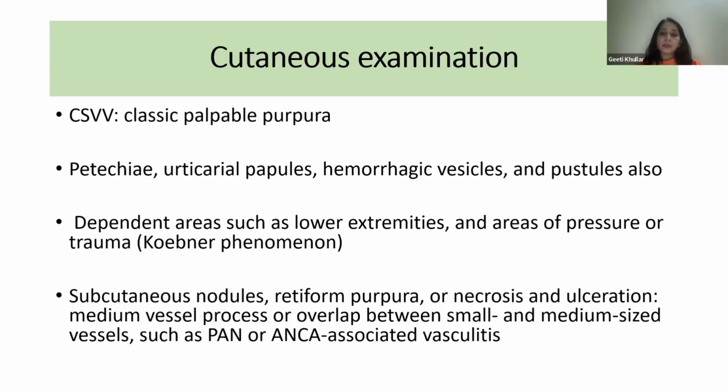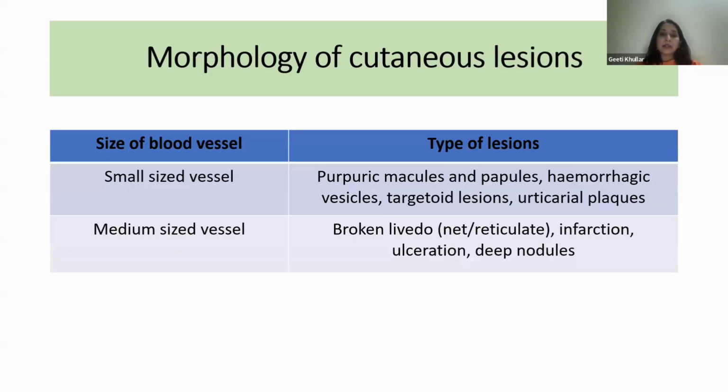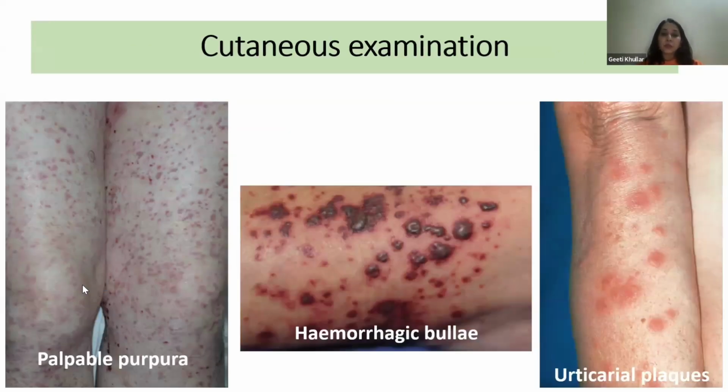So this is the way you can memorize it: if a small-sized vessel is involved, the morphology will be purpuric papules, macules, hemorrhagic vesicles, targetoid lesions, erythema multiforme-like lesions, and urticarial lesions. While if it is a medium-sized vessel which is involved, it will mostly be a livedo, net-like pattern, a livedo racemosa kind of pattern, an infarct, an ulcer, or a nodule which is deep-seated in the subcutaneous tissue. Sometimes there can be a combination of these features, as I mentioned, which could be seen in ANCA-associated vasculitis.